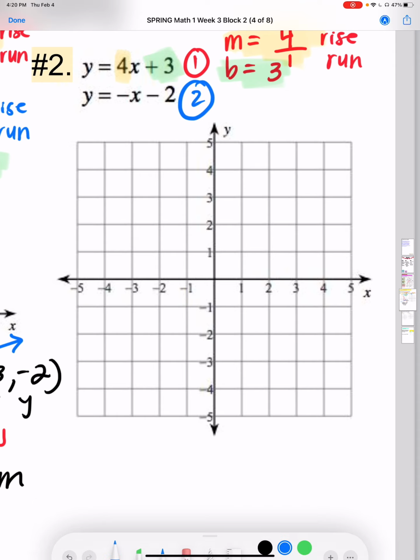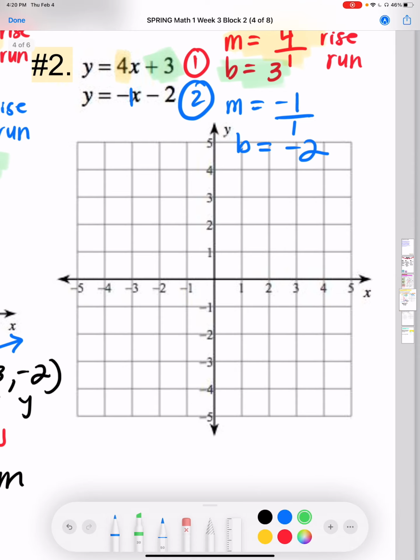My second equation, my slope is m equals -1. There isn't a number there, so remember you can always throw a 1 in there. Put it over 1, turn it into a fraction. My b is -2. Take the sign in front of it with you. So again, I'm going to highlight, show you where I'm getting this from. Here's my -1 over 1. And again, that's my rise over run.